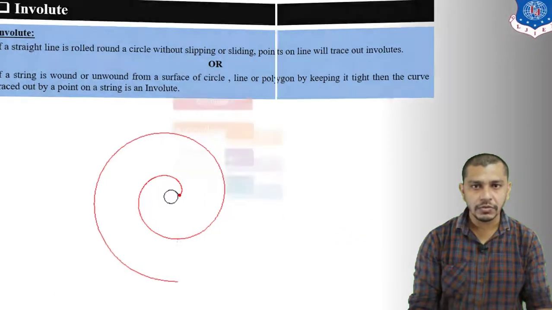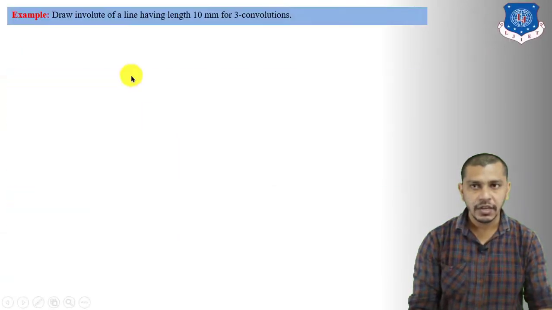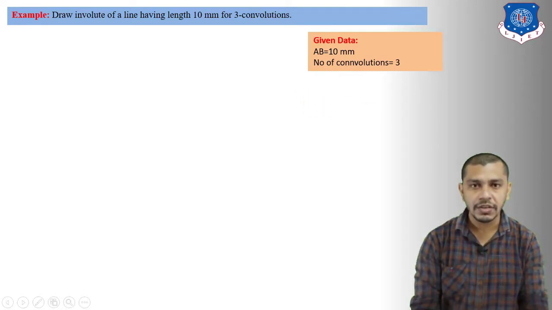So let's move on to the involute of a line. The given problem is: draw the involute of a line having length 10 mm for 3 convolutions. So the data is the length of the line is 10 mm and the number of convolutions is 3. Here in this question we have to unwind a string for 3 convolutions, or 3 turns.